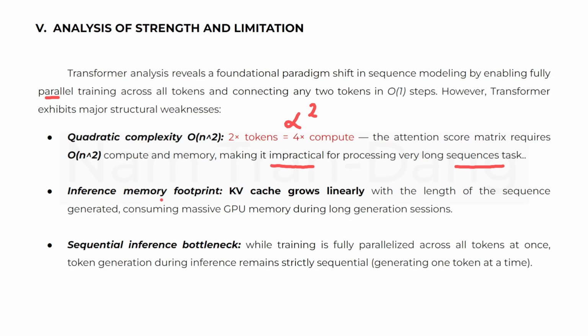And the next one is inference memory footprint. The KV cache grows linearly with the length of the sequence generated, so it will consume a really big GPU. And the next one is the sequential inference bottleneck. While training is really parallel across all the tokens at once, the token generation during inference still remains strictly sequential. Note that here we are discussing the original transformer, so be aware of it.